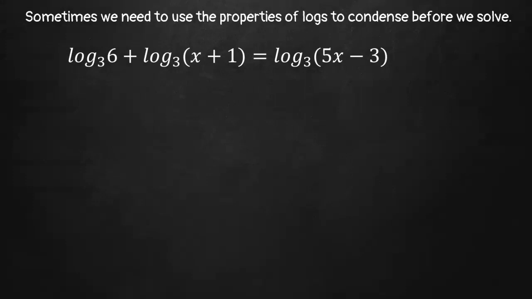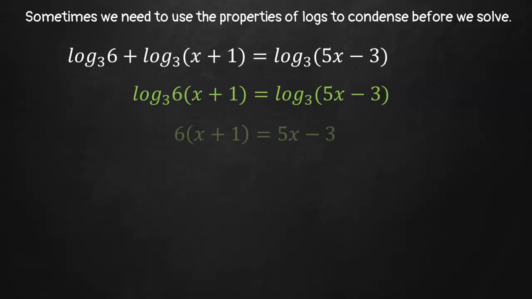Okay, here's another example. Look on the left-hand side. You've got two logarithms that are separated by an addition. So that was actually your product property, which I take those arguments 6 times x plus 1. Notice my base, still 3 on both sides. So my arguments, I can set them equal to each other. So 6 times x plus 1, and then 5x minus 3. And then this becomes your linear equation.